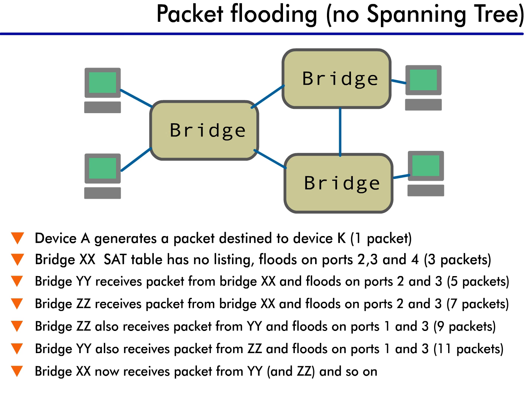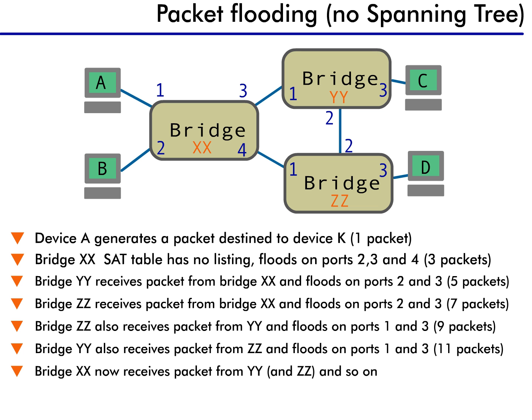Here's a scenario where device A needs to send a packet to device K. Device K is not part of this network, so its address is not listed in any bridge's source address table. This means that when a bridge receives the packet, it's considered an unknown destination address and floods the packet. Well, let's see what happens if spanning tree controls are not in place.